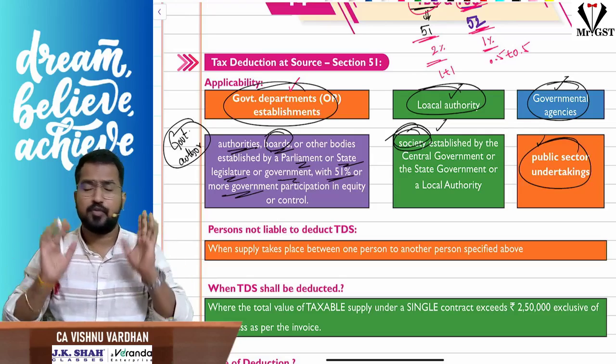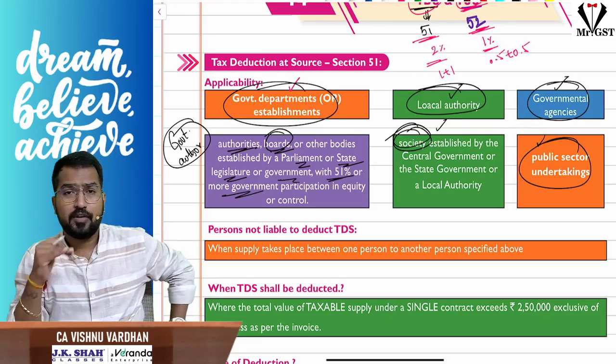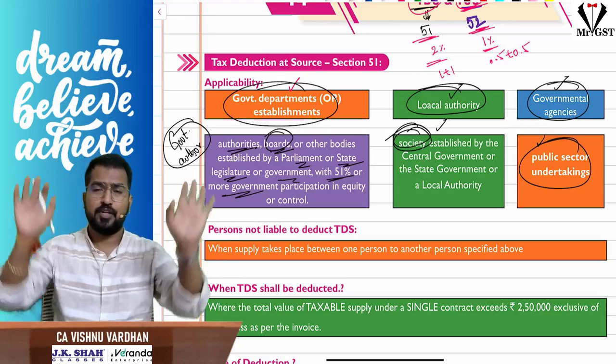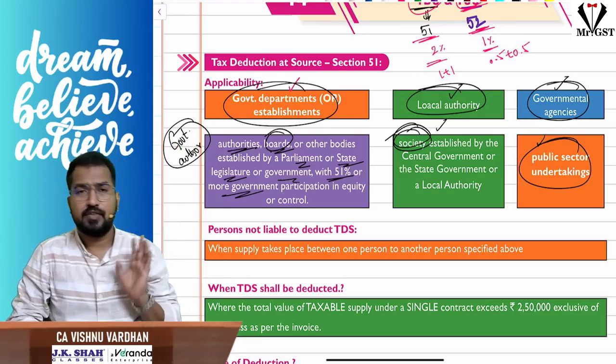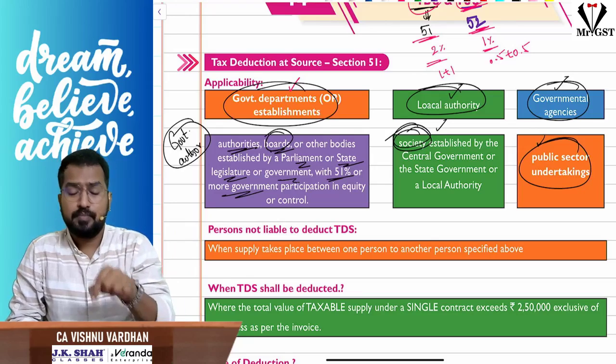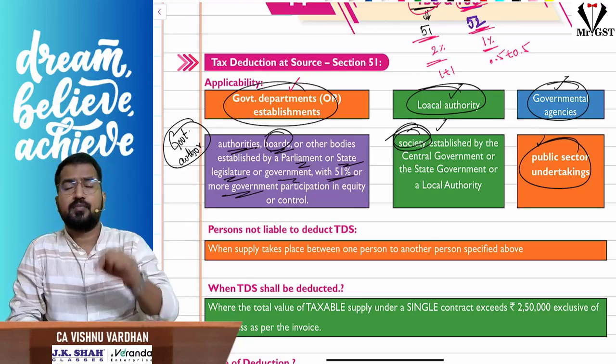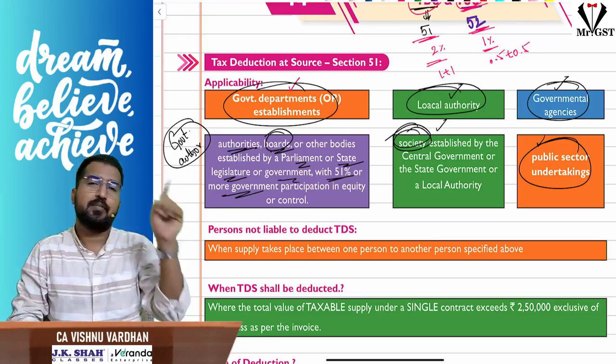With these people, if you enter into a contract, I repeat, with contract value greater than 2,50,000, not the payment, then TDS will come into picture, and these people are supposed to deduct TDS while they are making payment to you.